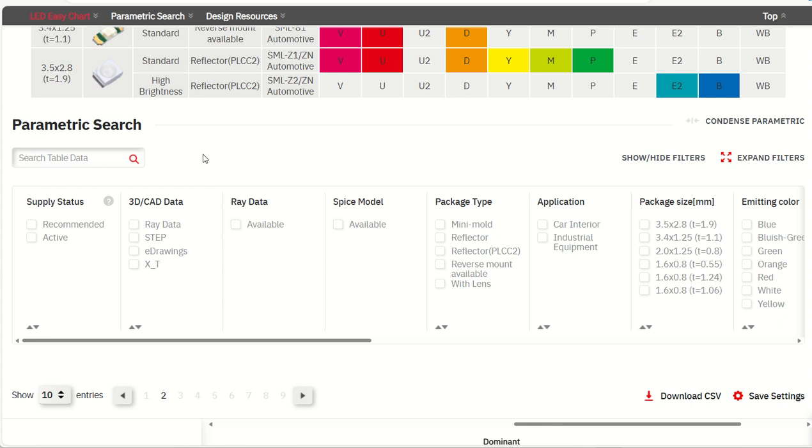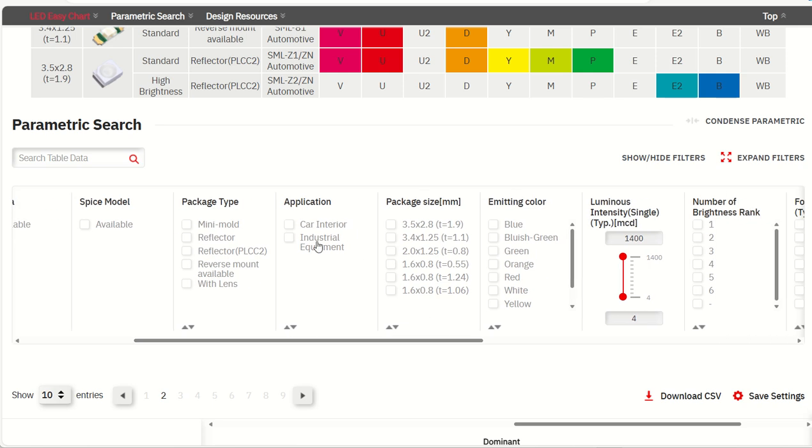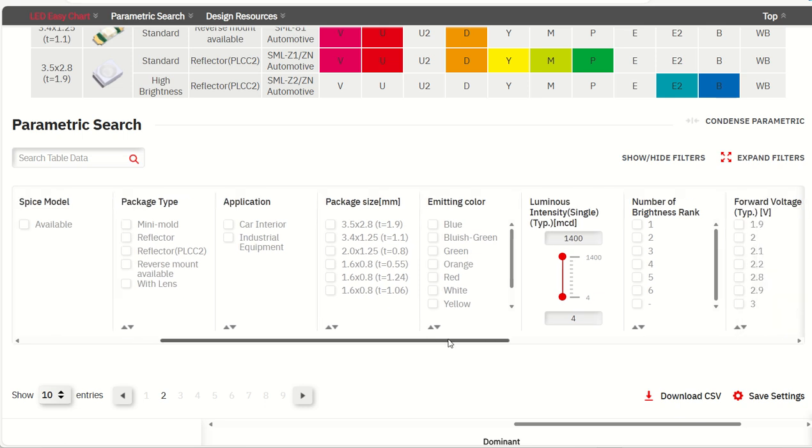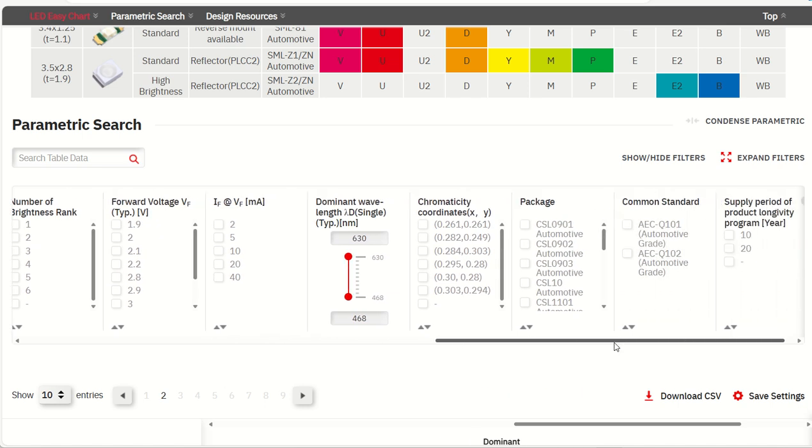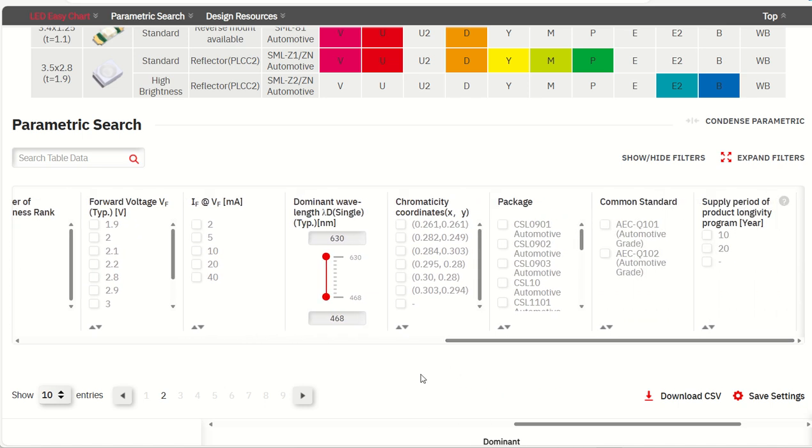In parametric search also, on any website you take, any manufacturer you take, they have a parametric search which tells you whether it is recommended for new design or something like that, and what packaging you want. Similar to that, what application you are looking for, whether it is industrial equipment or automotive equipment, then which color you want, and other similar parameters. I have already explained that during the LED selection process, the different parameters that we need to take into account while selecting an LED.